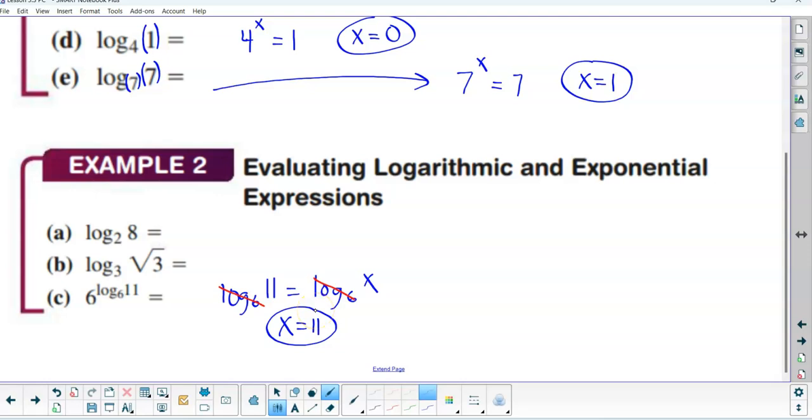Here's another little pro tip for you. Anytime you've got an exponential that has a base like 6, and you've got a log in the exponent, and the base of that log is the same as the base of the exponential, your answer is just going to be what's inside the log.